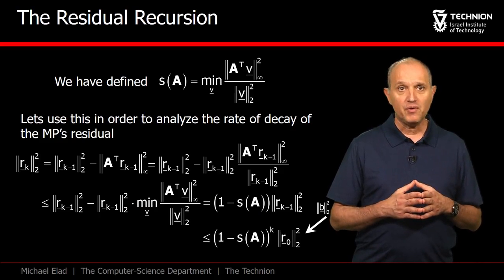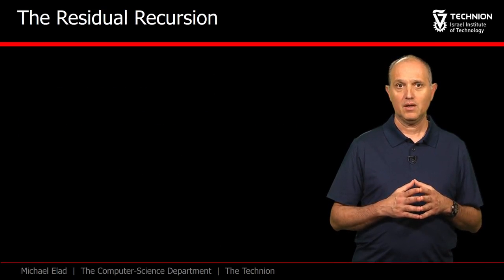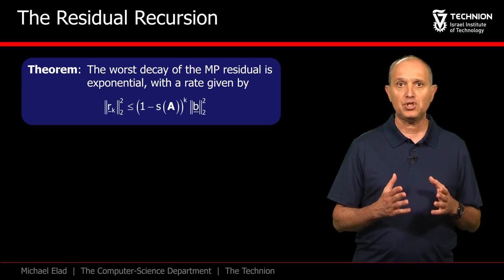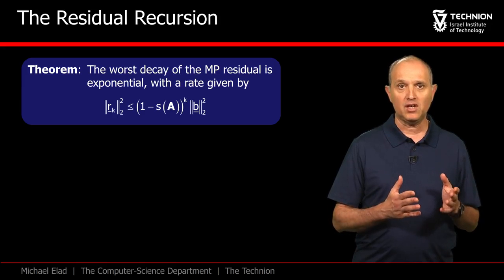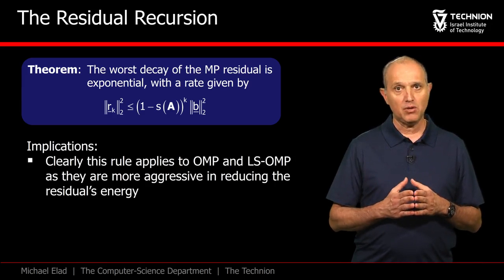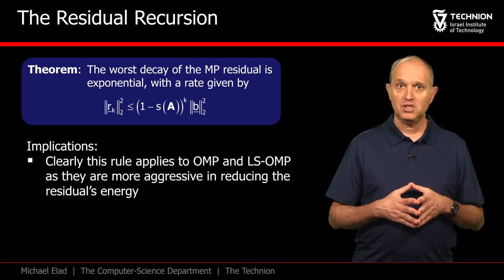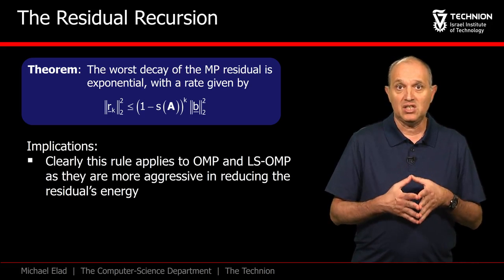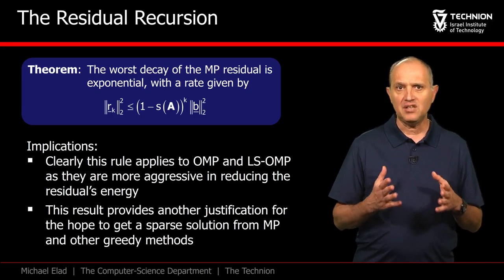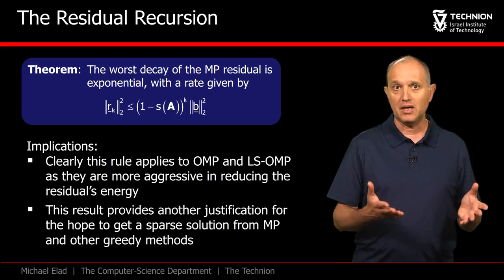Observe that the very first residual is nothing but our vector b. Here is our observation posed as a theorem, claiming at least an exponential decay of the norm squared of the residual, with the constant being 1 minus S of A. One implication of this result is that OMP and least squares OMP have the same property, since in every iteration their descent is necessarily more aggressive. More broadly, this result explains the tendency of greedy algorithms to lead to a sparse outcome, as after a few steps the residual becomes small enough.